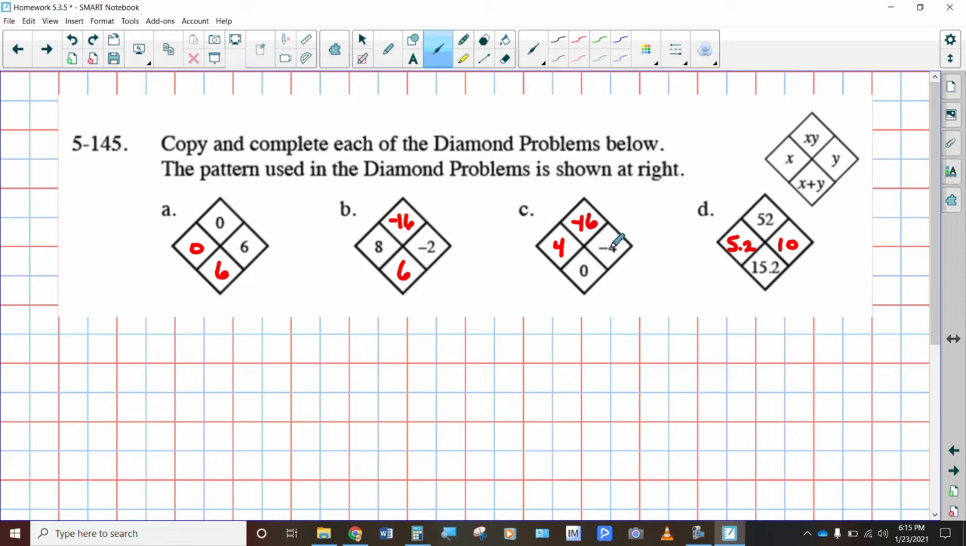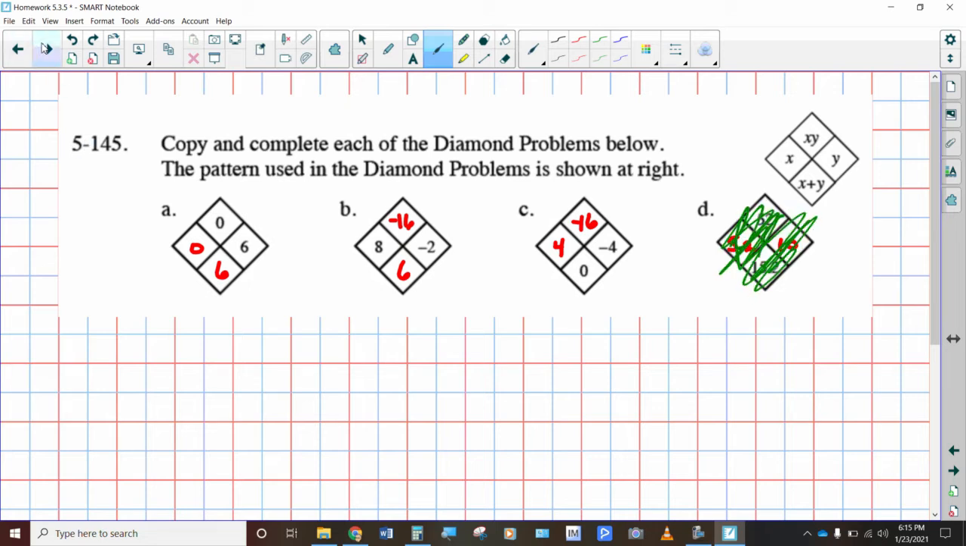And here, what would you add to negative 4 to give you 0? You add the opposite, right? 4 plus negative 4, so this must be a 4. And now when you multiply those two numbers together, you get negative 16. And this one, that's just a horrible problem. Don't like it one bit.